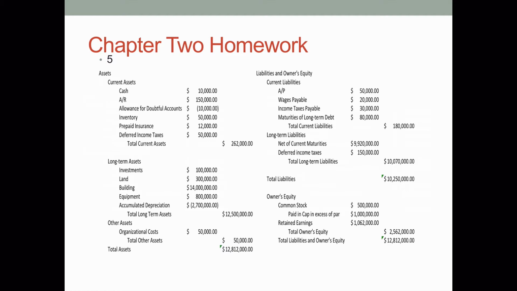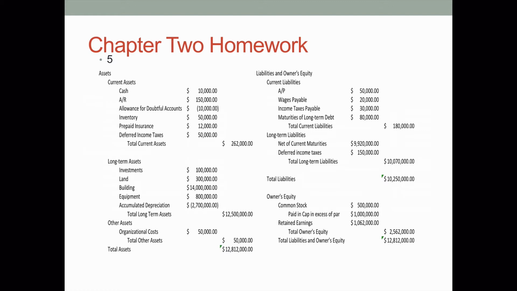On the liability side, you're going to need to know what liabilities are current and non-current. We have four current liabilities, which total $180,000. And then we have long-term liabilities. I don't know why the book called it net of current maturities. That's just going to be long-term debt, is what it would say on the test. And let's see what it says in the book. It just has long-term debt. So that net of current maturities title, just consider it long-term debt.